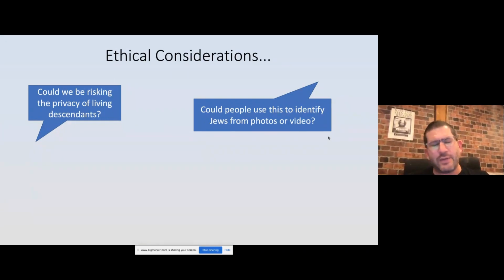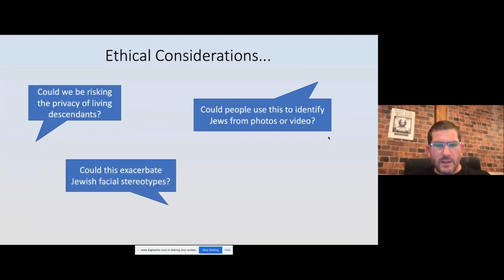Anybody with any tech background can go take a picture of you and do facial recognition. It takes 10 seconds if you have a tech background. So do we really want to give those keys to the store without some safeguards?